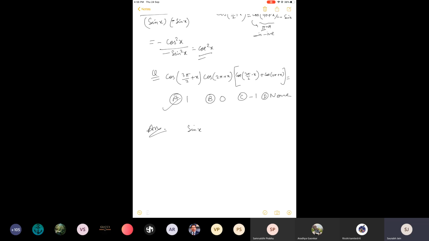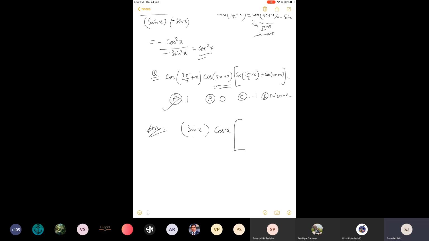Why? 2 pi is 360. 360 is an even multiple, so it will remain in cos only. The angle will be x and it will be positive by first quadrant. 360 plus something like that. Then it's all about reduction. Nothing else is there in the question.